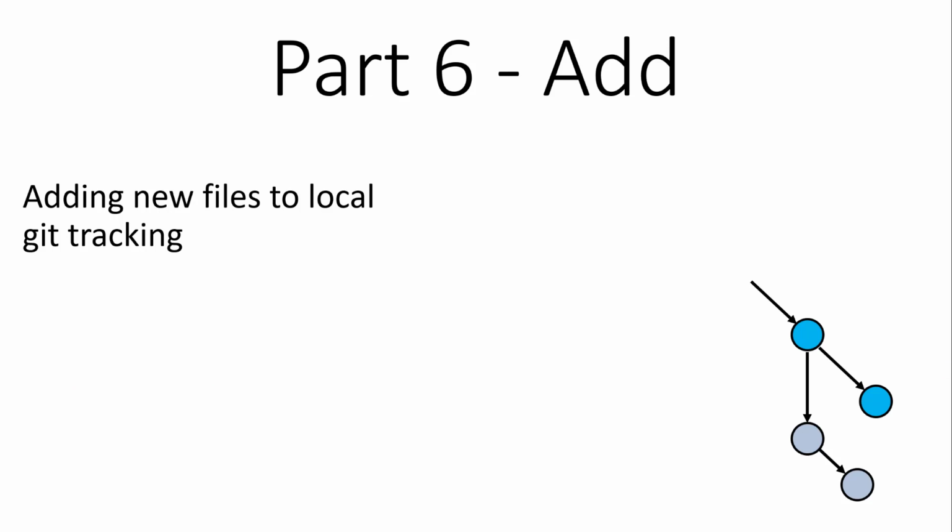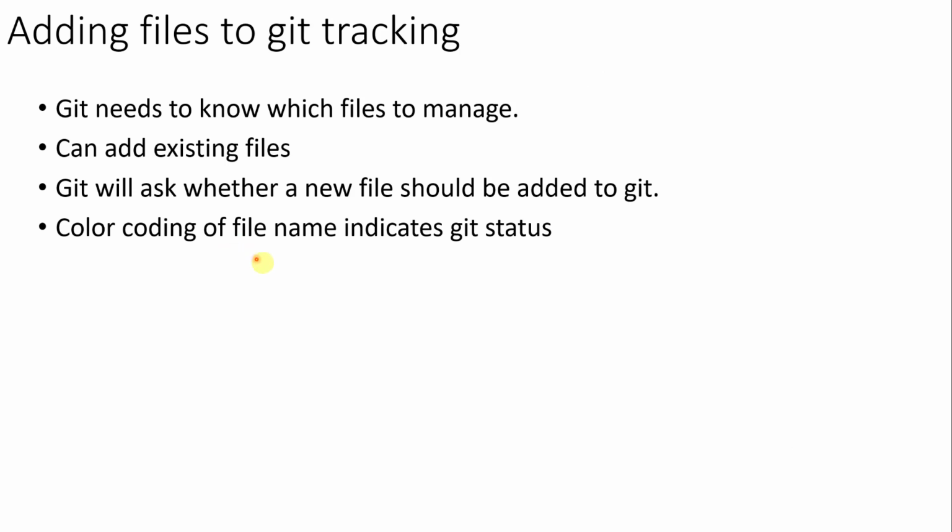This time we will look at the git add command and how to add new files to the local git tracking. Git needs to know which files to manage and track the history of, and we need to specify that. So we can add existing files in our project to git, and whenever we create a new file, git will usually ask whether that file should be added to git. A pop-up will appear.